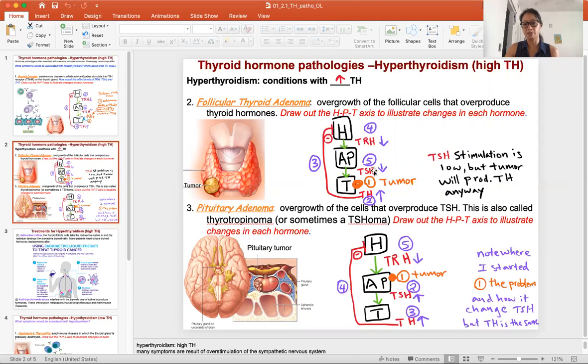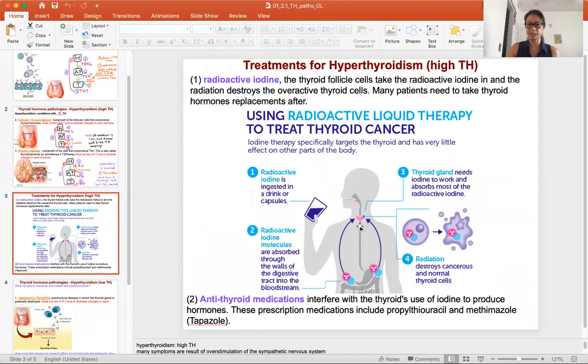So when this patient came in to do a blood test, you saw these examples, right? TRH is low, TSH is low, but TH is high. So that also then is consistent with the diagnosis that the problem is in the tumor. So you should practice this a few times. And I also talk about some of the therapy, the I-131 radioactive iodine therapy. So you can read this, but I also explained this on the previous video on thyroid hormone production.